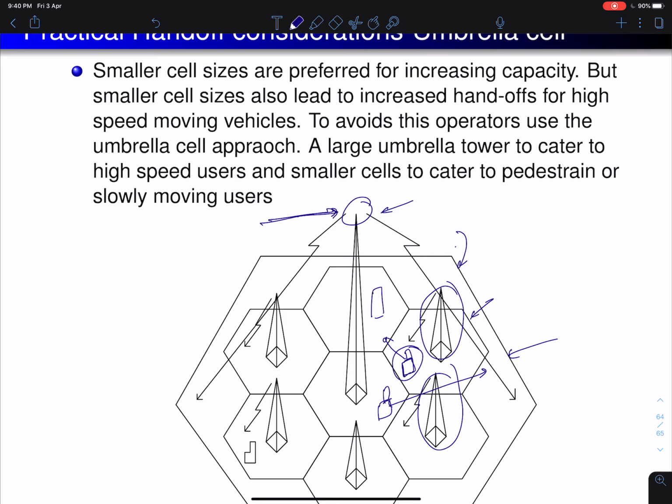So this approach of combining both eliminates the problem of many handoffs for high speed mobile units. Okay, if your device is moving at a very high speed, you are moving in a car at a very high speed, you will still get connectivity because an umbrella tower will be connected to you. Okay, so this is a brief idea about handoff.